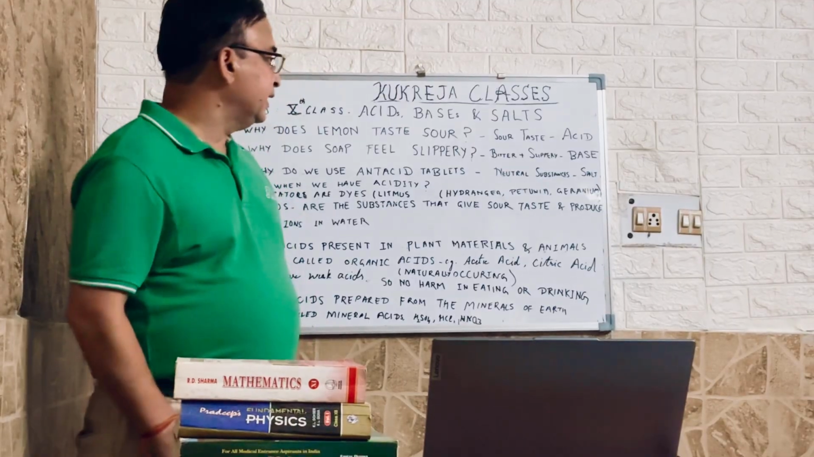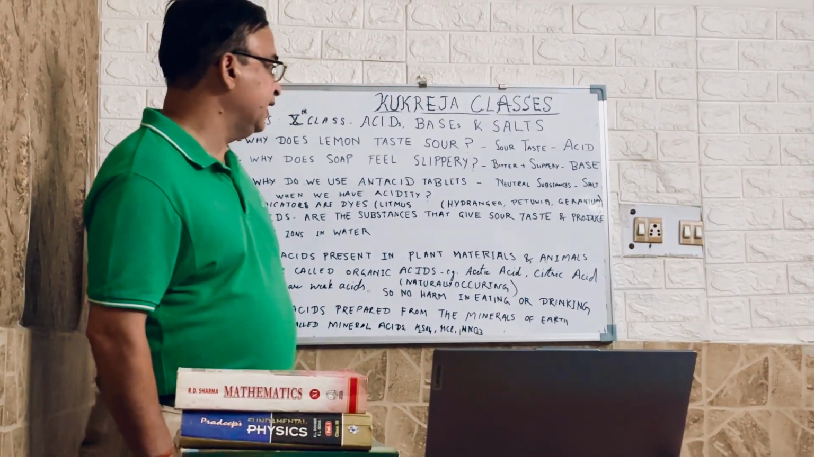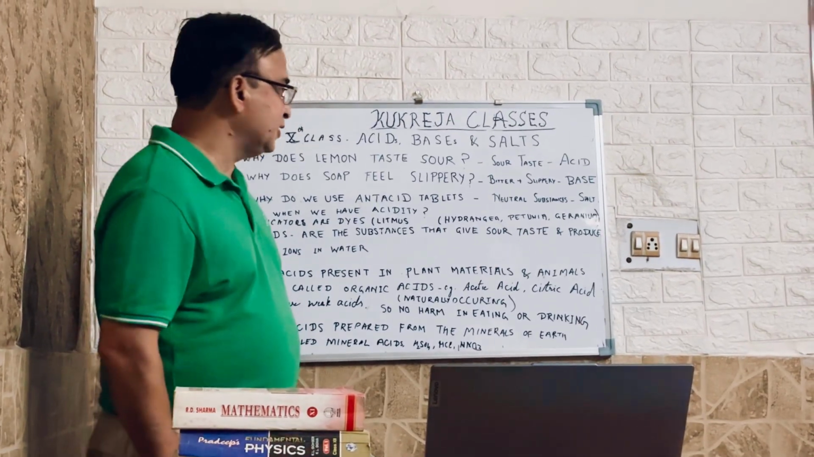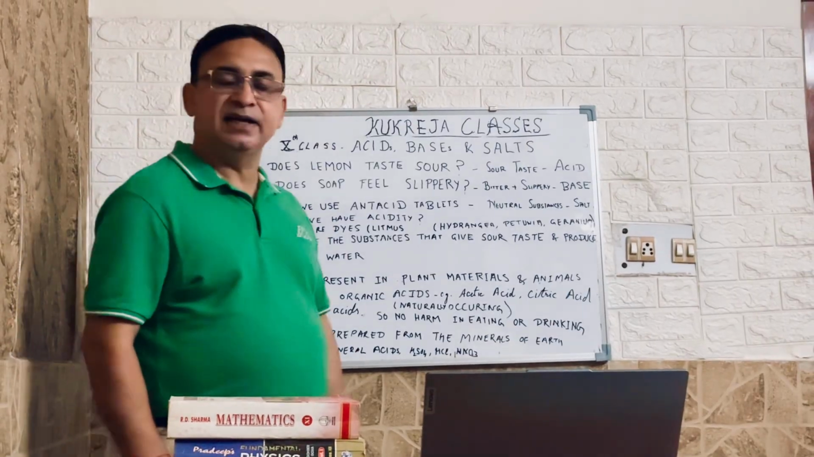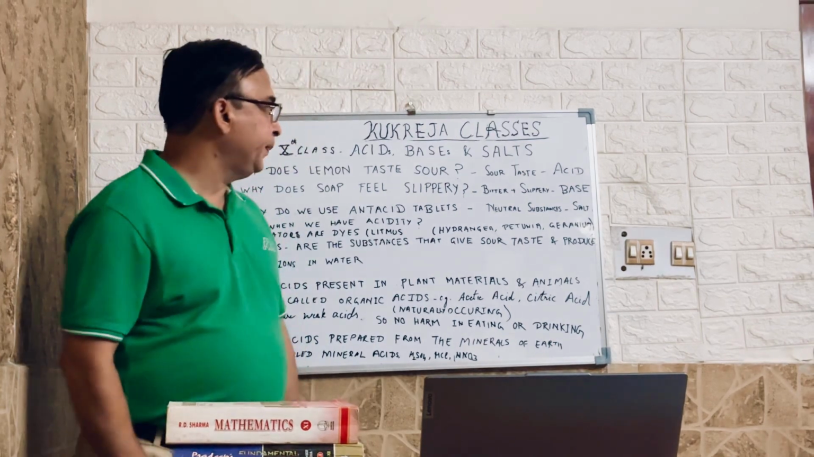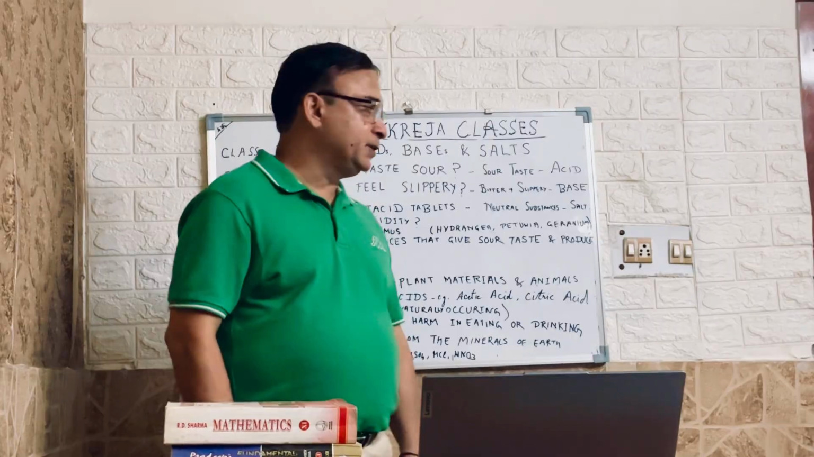And third, there are the colored petals of flowers like hydrangea, petunia and geranium. They also change color in acids and bases. For example, the blue color of the hydrangea petal changes to pink in base solution.